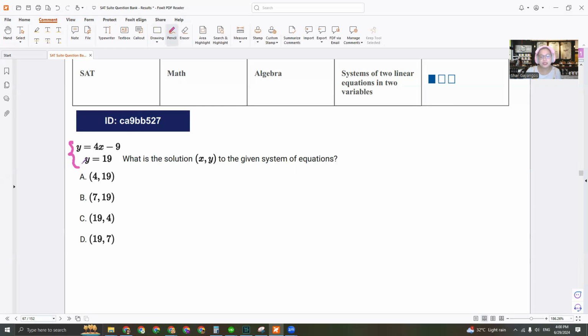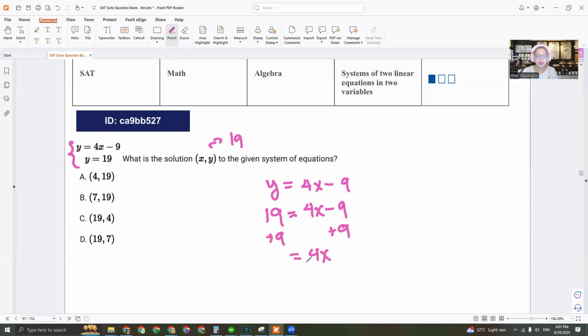So what is the solution x, y to the given system of equations? Okay, luckily for us, we already know that y is equal to 19. So just plug in 19 here, and then our only goal is to solve for x. So let's add 9 to both sides to eliminate 9 here. That's 28. Divide both by 4 and flip the equation. It should give you 7. So meaning x is 7. So if you write that down, that's 7, 19.